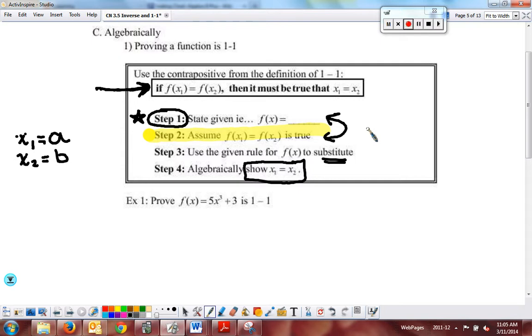So when I do this, I'm actually going to do f of A equals f of B as my assume part. And then I'm going to show that A equals B. That's my target through this. All right, so let's do the example. And like I said, we're going to make you write the given and all that stuff here. We'll start shortcutting eventually, but right now we're not.